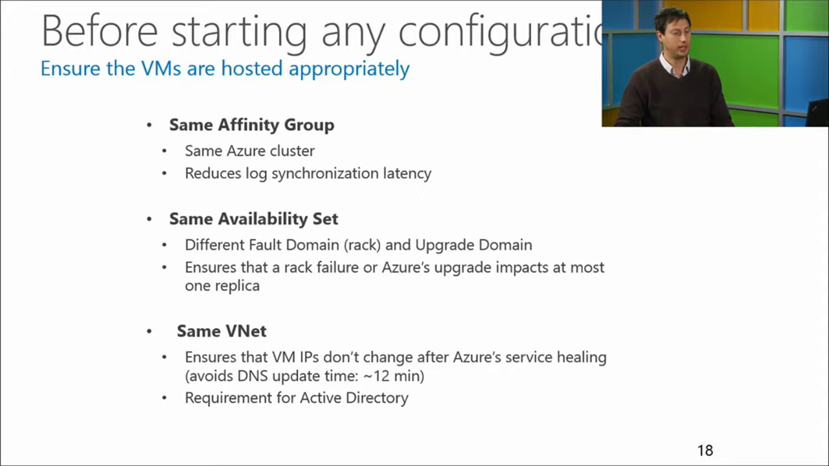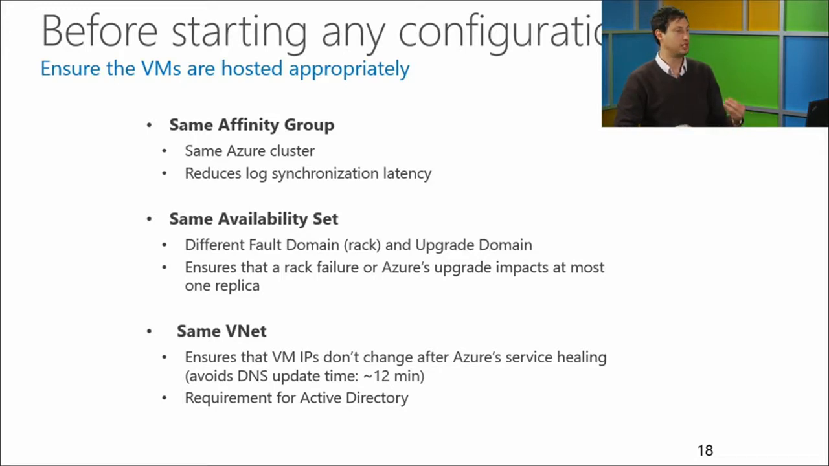You want to make sure that they are part of the same availability set, as we described before. This basically means they're on different racks. This also ensures that they are in different upgrade domains. What this means is that every month, the day when Windows Azure does an upgrade, it will only upgrade one of those virtual machines at a time. So you can ensure that you have the rest of the virtual machines running, and that's how you can ensure that there is a failover and you can continue running on another virtual machine. And finally, make sure that your virtual machines are part of the same virtual network.